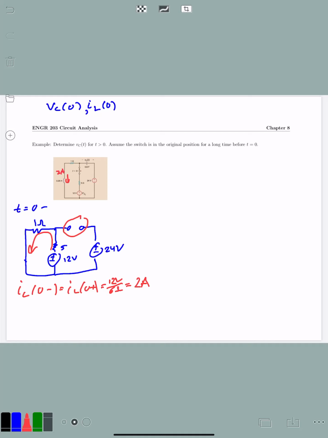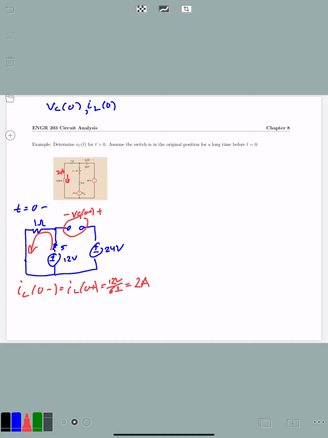Now, it is very, very important that we understand which way the current's going. So the initial current is going down there at 2 amps, because once I open up my circuit, we need to be careful of our orientations of everything. Okay, now with that said, we have our IL. Now we need our VC. Our VC is over this open side here.